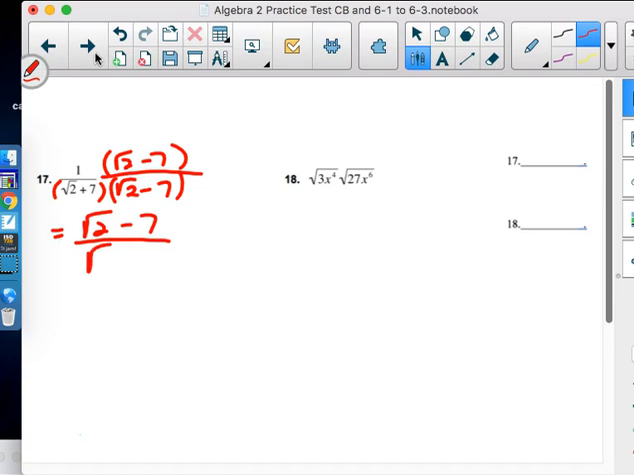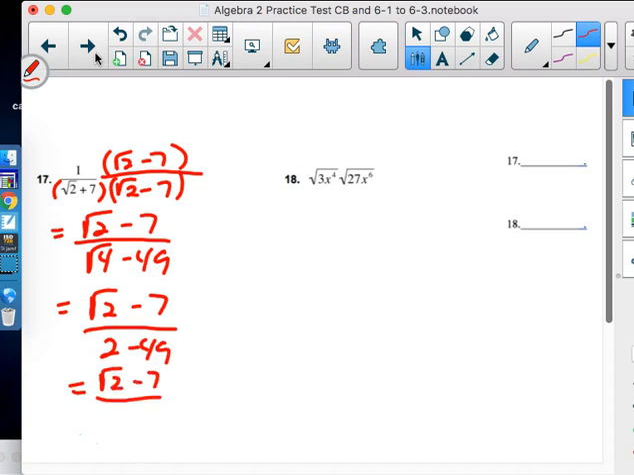Yeah, some of you will skip that step. That's fine. And then do we do outside times outside and inside times inside? That's just silly. We are not going to do that. So square root of 2 minus 7 over 2 minus 49. Ew. 2 minus 49 is negative 47. Is that an okay answer? Yeah. Now, if you don't like the negatives on the bottom, you could always distribute the negative on the top. But I'll take it either way. I mean, they're right.